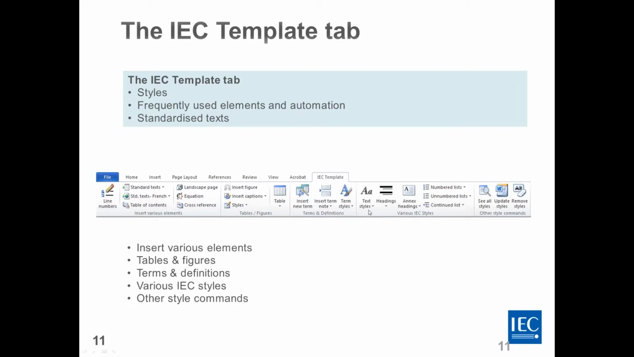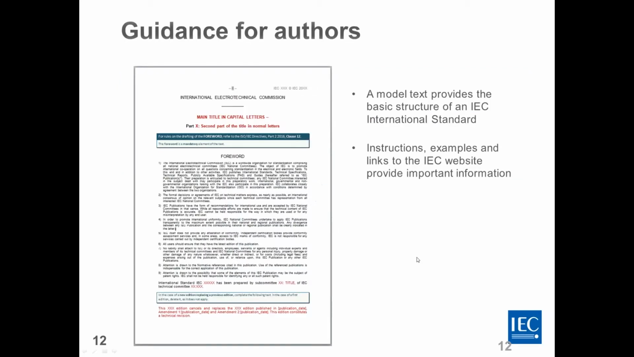The next section is various IEC styles. This is all of the most commonly used character and paragraph styles for your document. Text styles such as paragraph, note, heading styles, styles for annexes, and then your list styles. And then the final section is other style commands. This See All Styles button opens up the style window, and there you see the full list of IEC styles, update styles, and remove styles from your document.